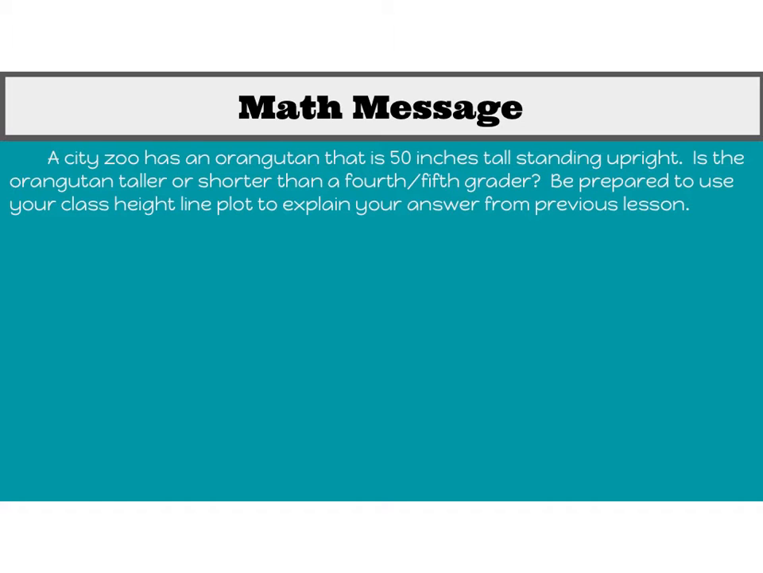So some of you might find it difficult to answer this question because the orangutan may be taller than some of our 4th or 5th graders or shorter than others. So what do we do about that? That makes our comparison difficult. And the reason it's difficult is because we have so many data points. So what might be easier for us to do is figure out the typical 4th or 5th grader height and then even it out.